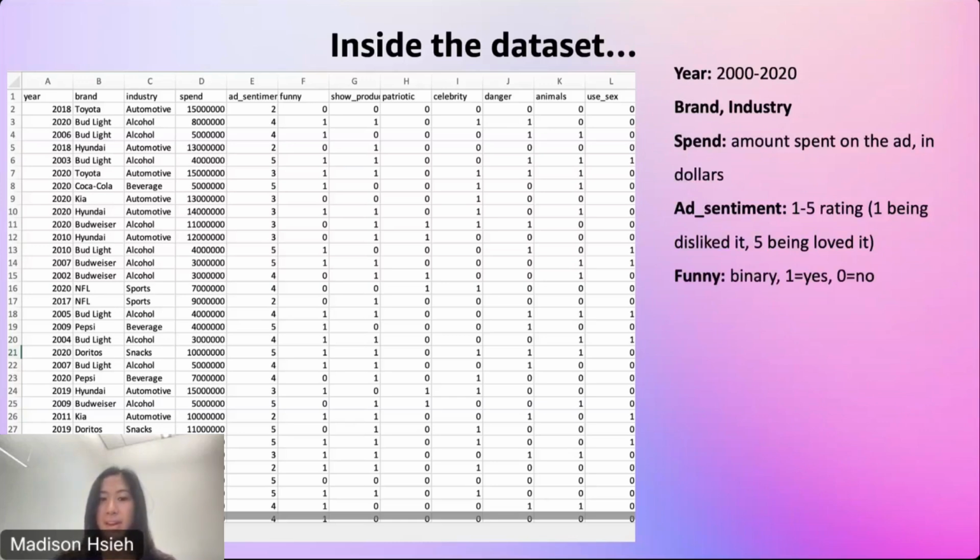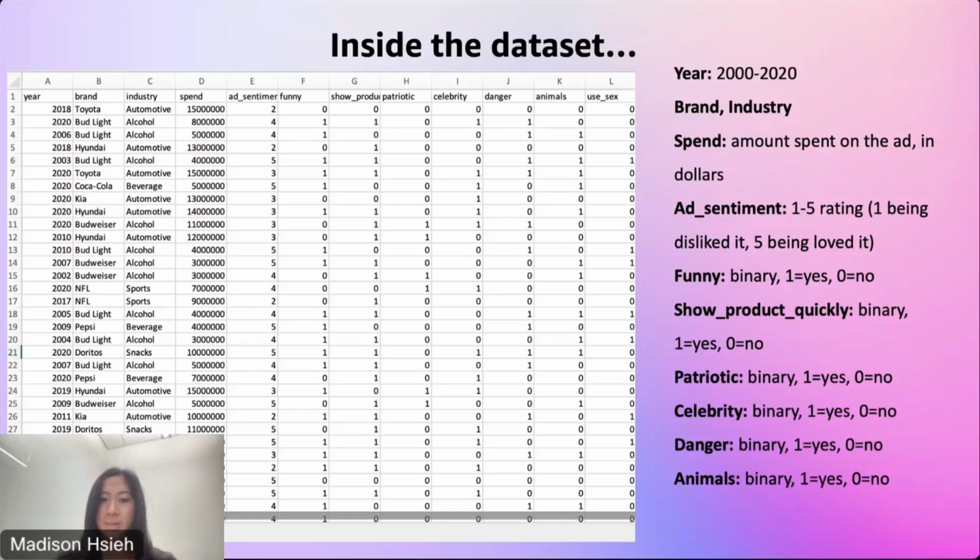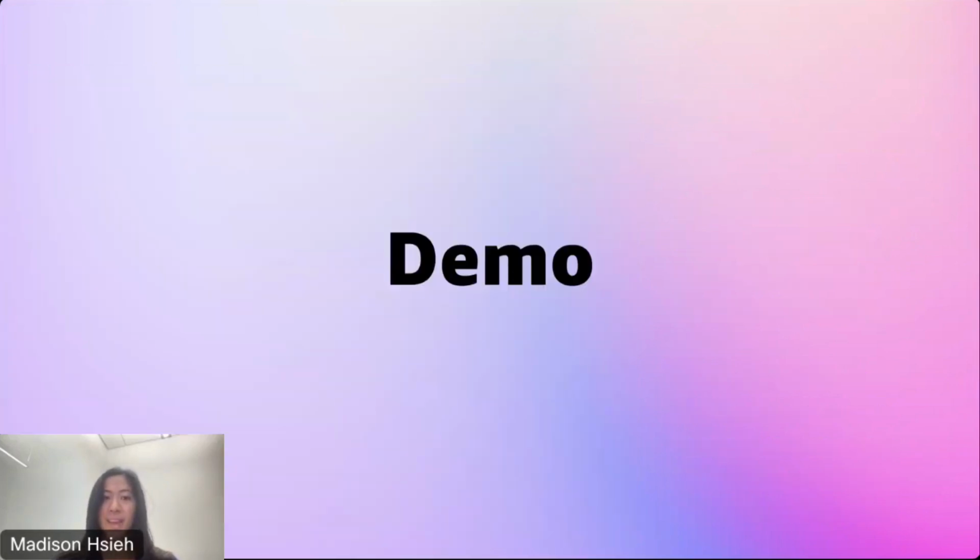And then we have some binary metrics here, which include funny, 1 yes, 0 no. Does the ad show the product quickly? 1 yes, 0 no. Is the ad patriotic? Is there a celebrity in the ad? Do they use danger? Do they have animals? And do they use sex?